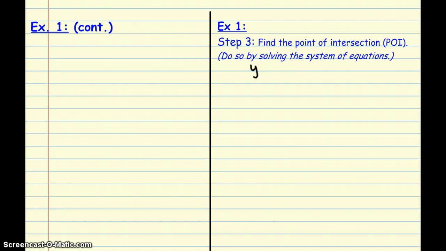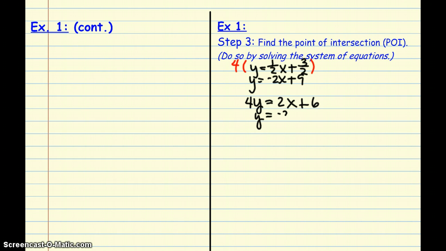Our two equations again are y equals 1/2 x plus 3/2 and y equals negative 2x plus 9. What I recognize here is the x terms: I have a positive and a negative. So I'm going to multiply the first equation by something so that x becomes a positive 2. In this case, I'm going to multiply by positive 4. So my first equation ends up being 4y equals 2x plus 4 times 3 is 12, divided by 2 is 6. And I'm not doing anything to the second equation.